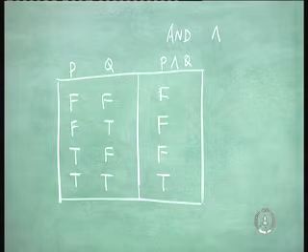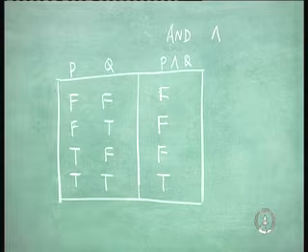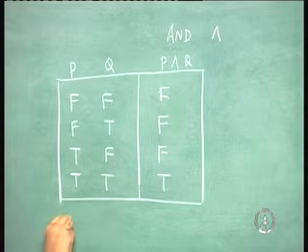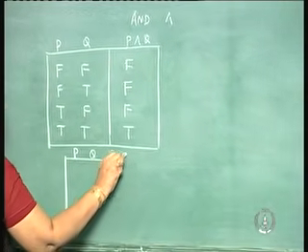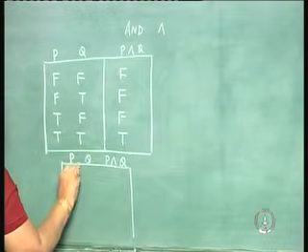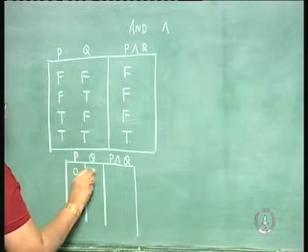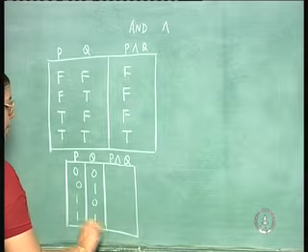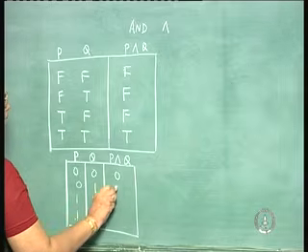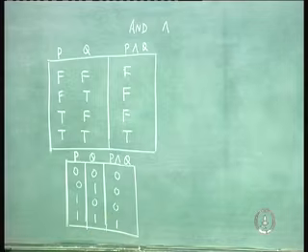Usually we denote false by 0 and true by 1. So, the truth table will be like this: P, Q, P and Q; 0, 0, 0; 0, 1, 0; 1, 0, 0; 1, 1, 1. In these 3 cases it is 0, it is 1 in this case. So, the compound statement P and Q will be true only when both P is true and Q is true. In all the other cases it will be false.